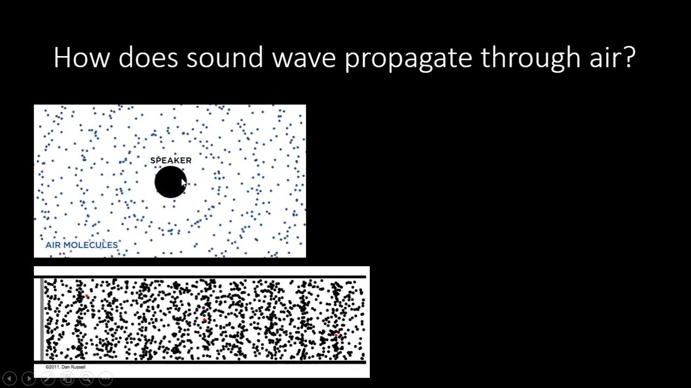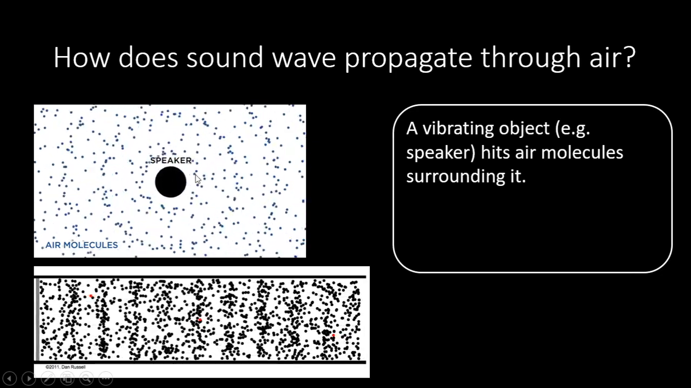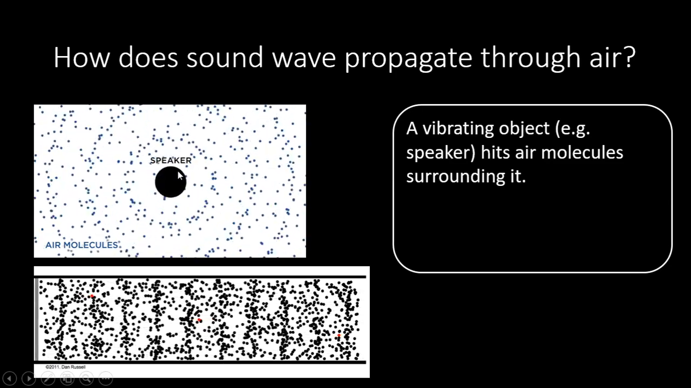Now we will understand how the sound wave propagates through air. We have discussed it already. For example, there is a sound source or speaker, a vibrating object that is producing sound. So how is the sound propagating here?